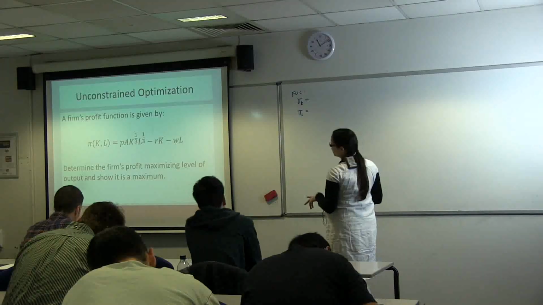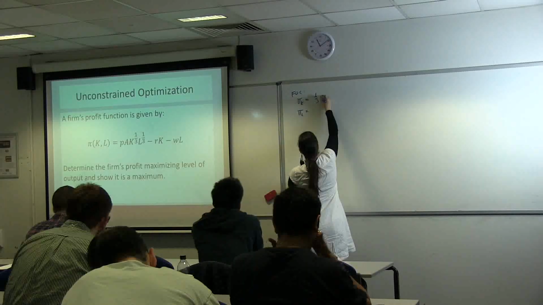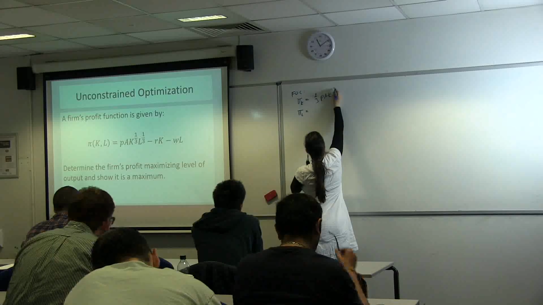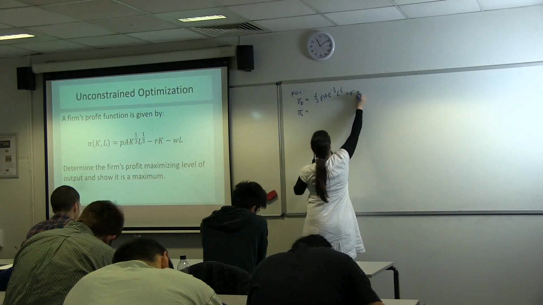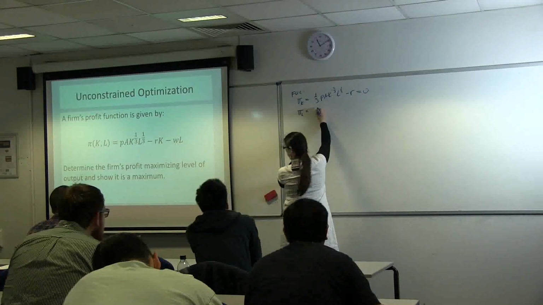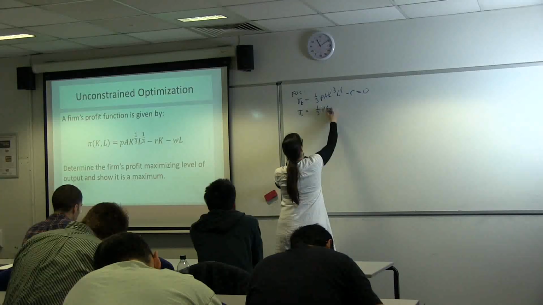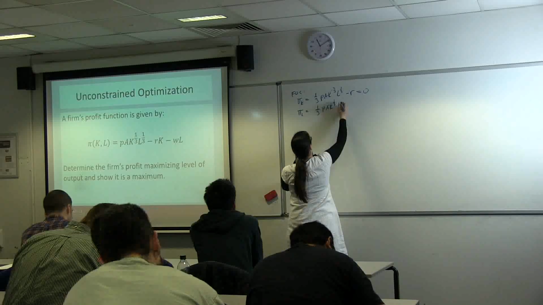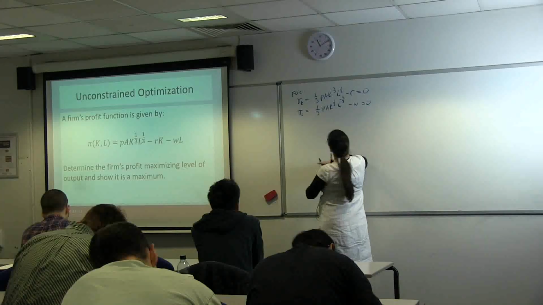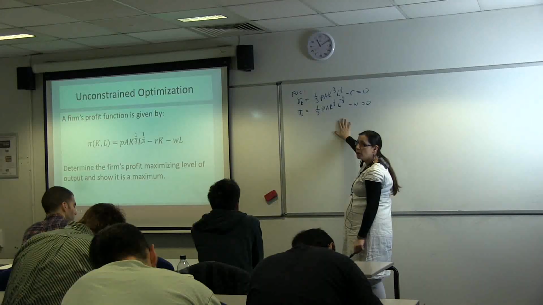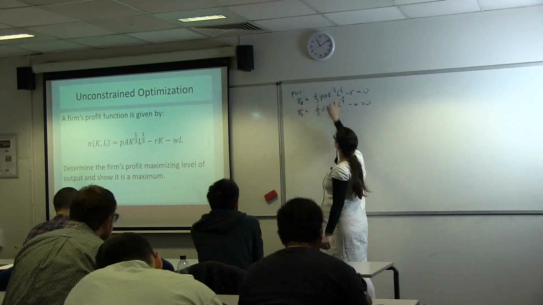Okay, so what's the first order derivative with respect to K? 1/3 P A K to the minus 2/3, minus R, and that has to be equal to 0. And with respect to L, minus W, and that has to be equal to 0. Because both of them are 1/3, I don't really have to think much about it, just switching the powers.